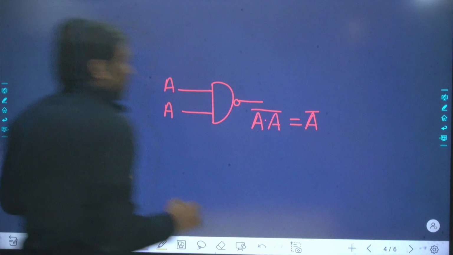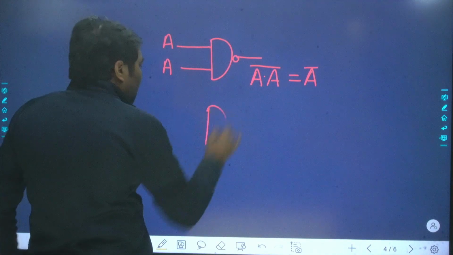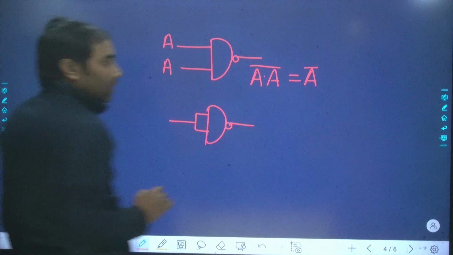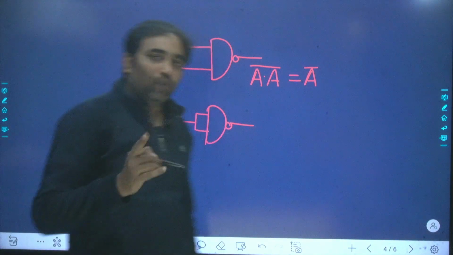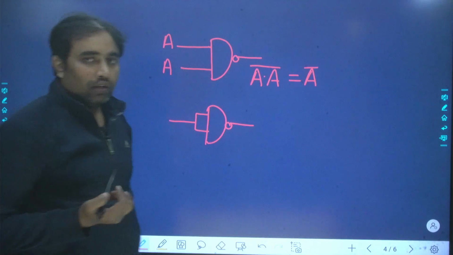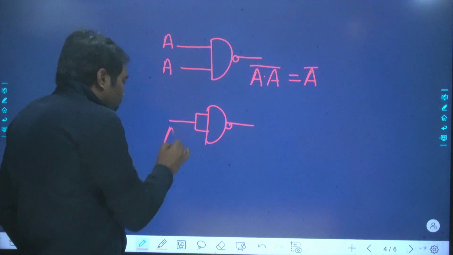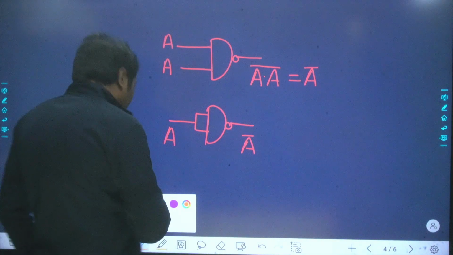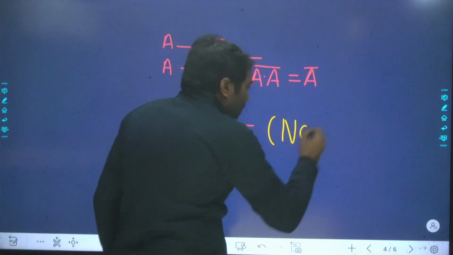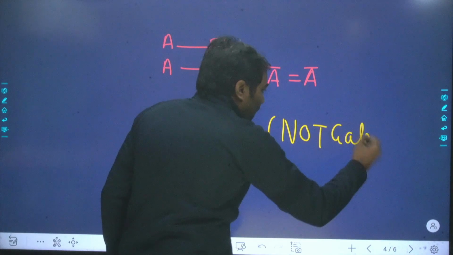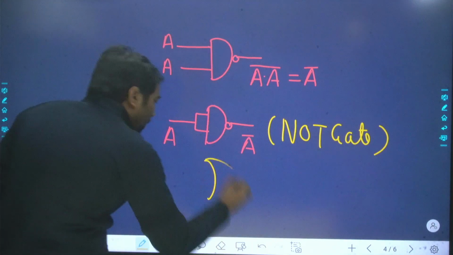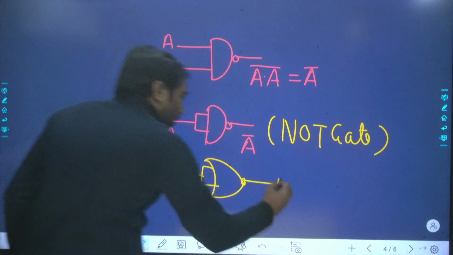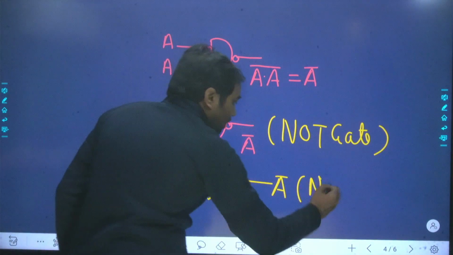What is happening here? In a NAND gate, when both inputs are connected together and I apply A, we get A bar. It simply works as a NOT gate. The same thing happens in a NOR gate when both inputs are connected.